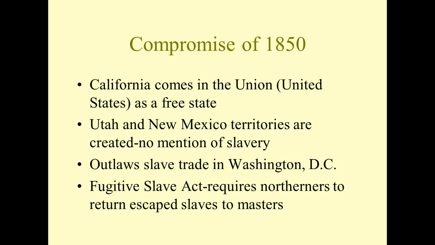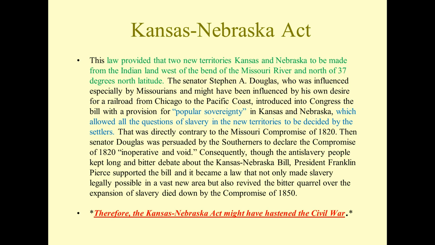You can look here, as you can see, the four points of the Compromise of 1850. California is added to the Union as a free state. Utah and New Mexico are created as free states, dealing with the idea of popular sovereignty. It outlaws the slave trade in the District of Columbia, and the Fugitive Slave Law requires Northerners to return escaped slaves to their masters. You can see that there's a lot of problems here. And again, most Northerners are not going to be favorable to the Compromise of 1850. And a lot of Southerners weren't either. They just simply didn't agree with the situation.